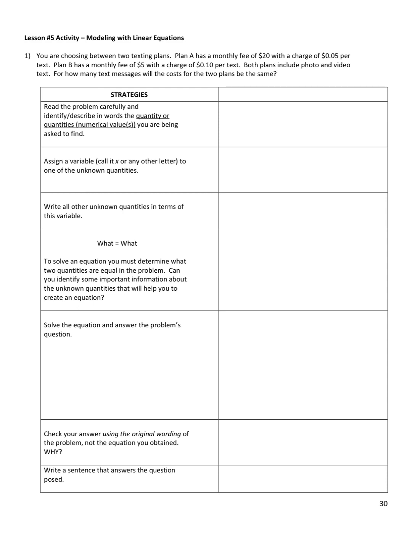This is the lesson activity for lesson 5 for college algebra. Number 1, you're choosing between two texting plans.